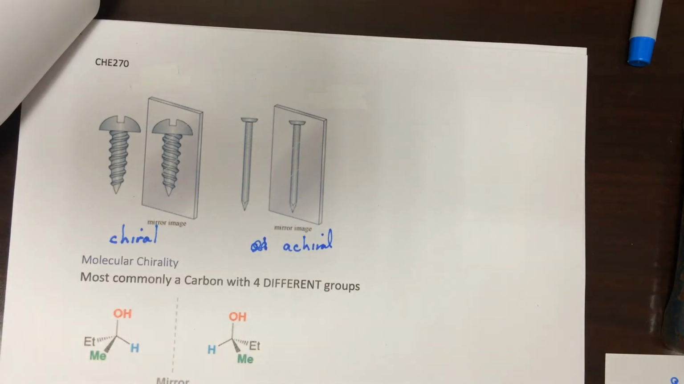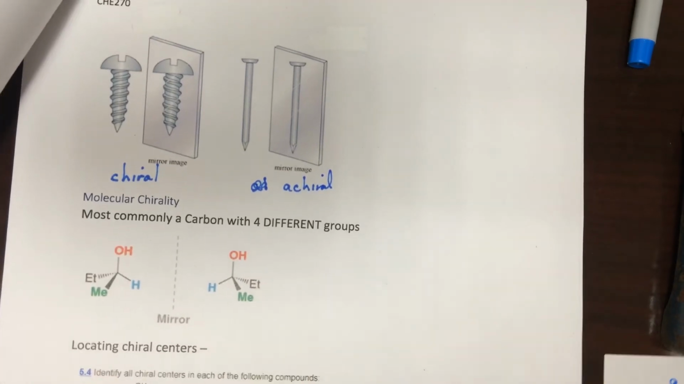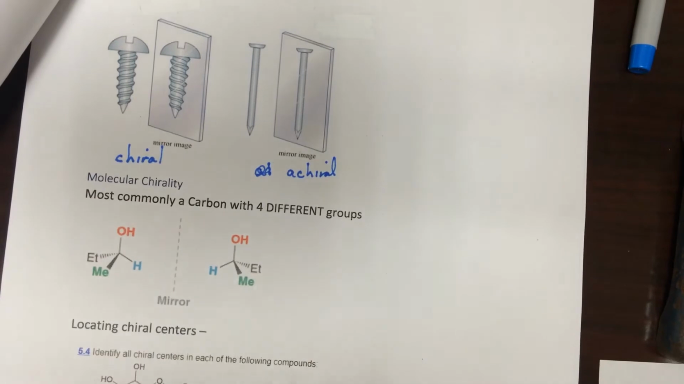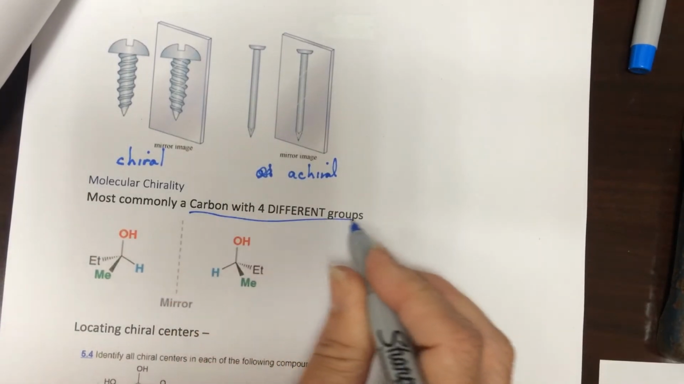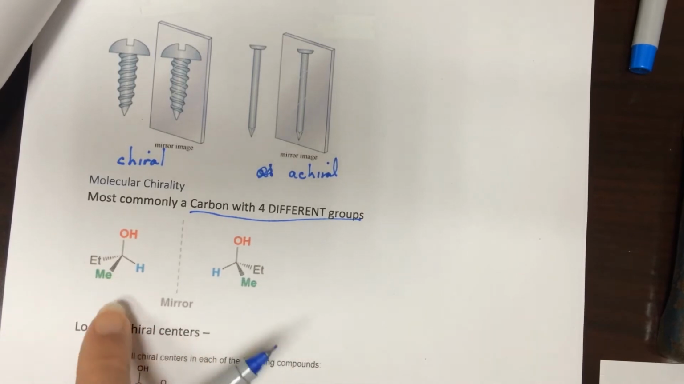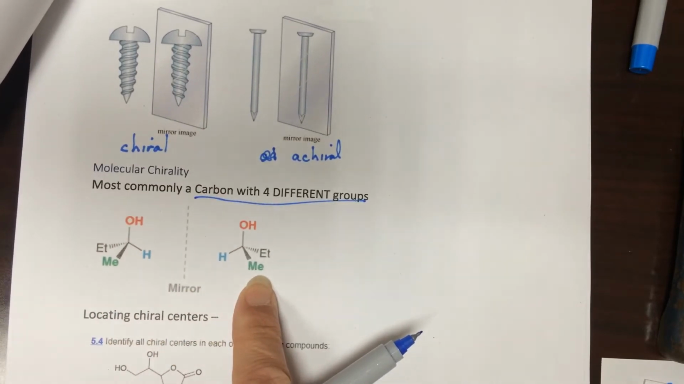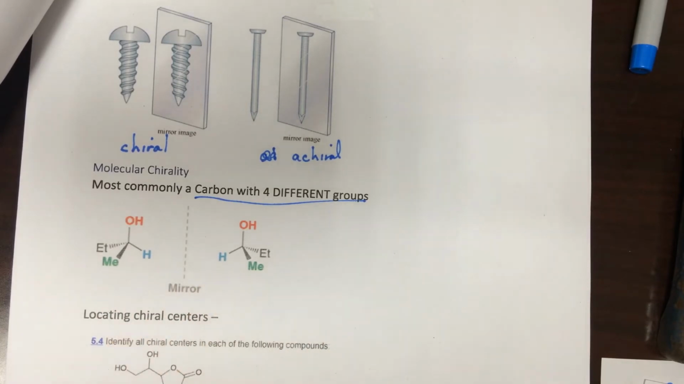Now, in molecules, the most common chiral thing you will see is a carbon with 4 different groups. So here we have a carbon, it's got 4 different groups. On the other side, we have its mirror image. And those are chiral molecules because they're different.